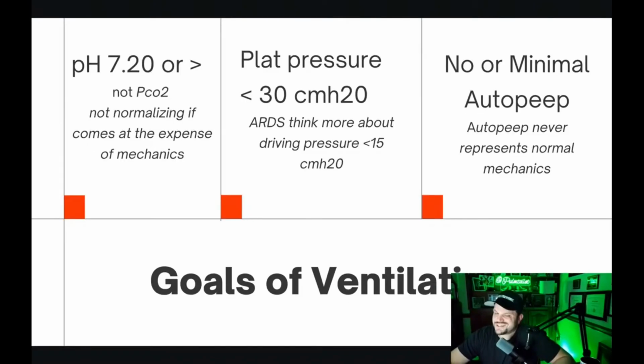So the goals of ventilation get, I think, a little bit more interesting, because I had a spirited discussion about the pH. So we don't set the vent for a PCO2 number or even a blood gas per se, right? The blood gas is we look at it, we're titrating the vent to get as close to normal as possible, but we should never be sacrificing good mechanics for a blood gas that's acceptable.